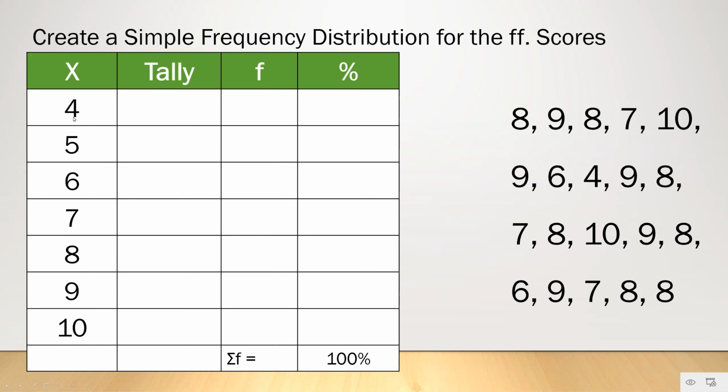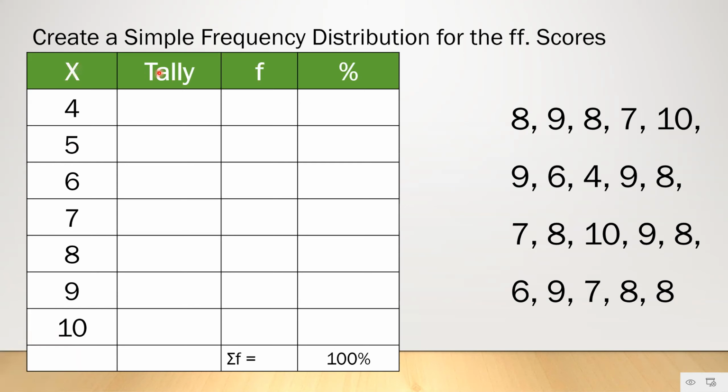And as you can see on screen, we have here a table on the left side. For every row, we have the following numbers: 4, 5, 6, 7, 8, 9, and 10. These are the scores that were observed in the given data set on the right. In every column, we can see the following. On the leftmost column, we can see the X, okay? That is basically where we put the scores that we want to tally.